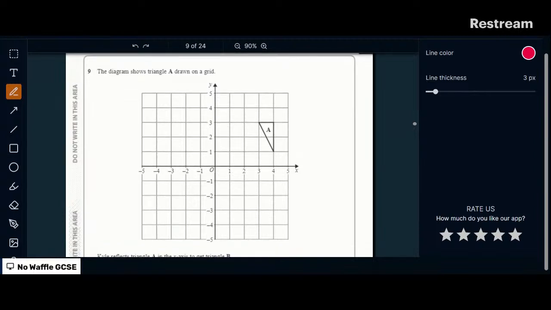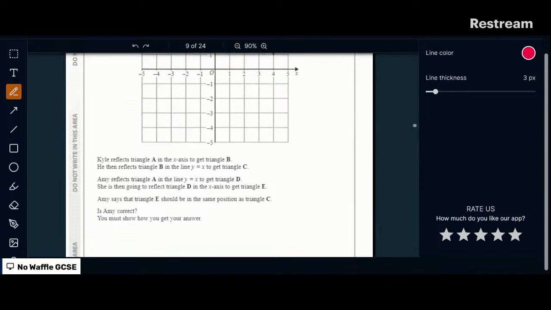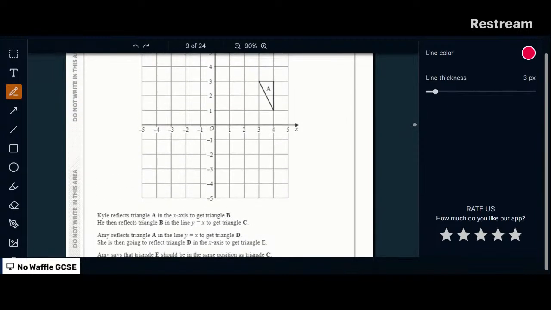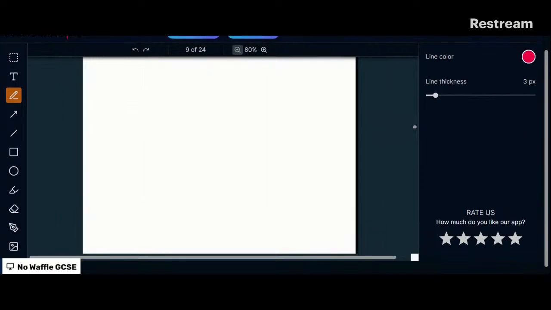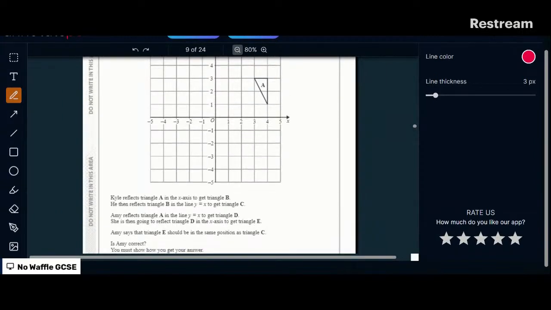Okay, the diagram shows triangle A drawn on the grid. Kyle reflects triangle A in the x-axis to get triangle B. I'm making this smaller so you can see. He then reflects triangle B in the line y is equal to x to get triangle C.